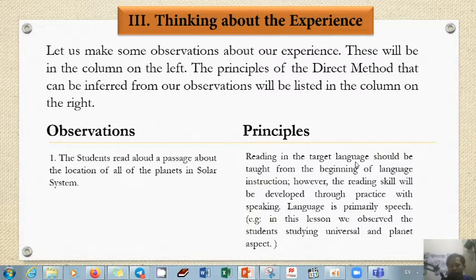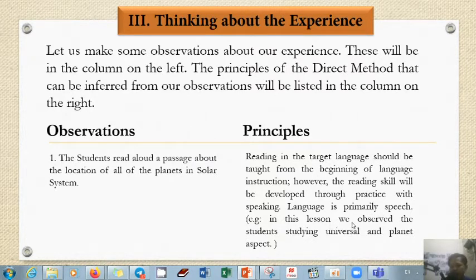And the reading in the target language should be taught from the beginning of language instruction. However, the reading skill will be developed through the practice with speaking. Yeah, we can develop their reading skill with speaking. We can say involve with reading. And language is primarily speech. We use speech.